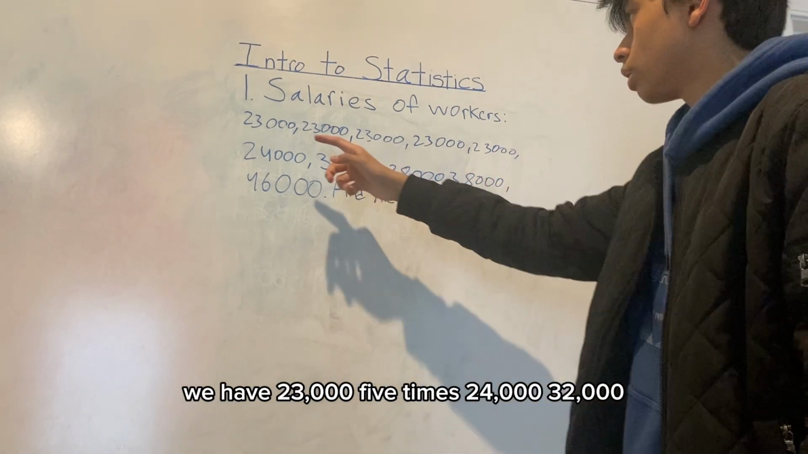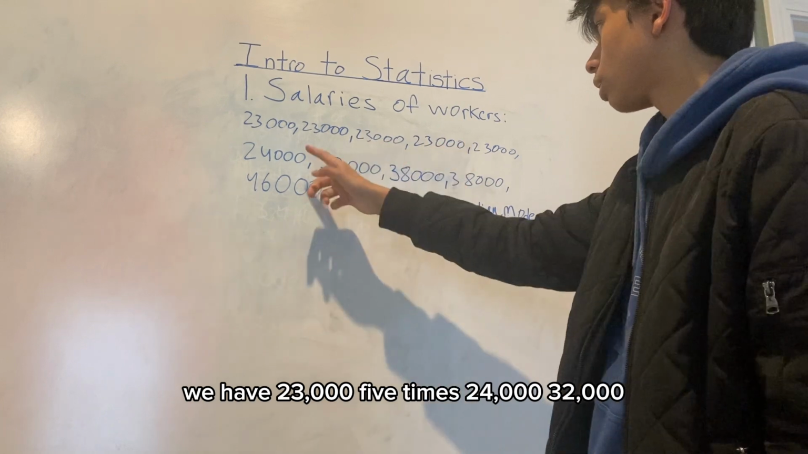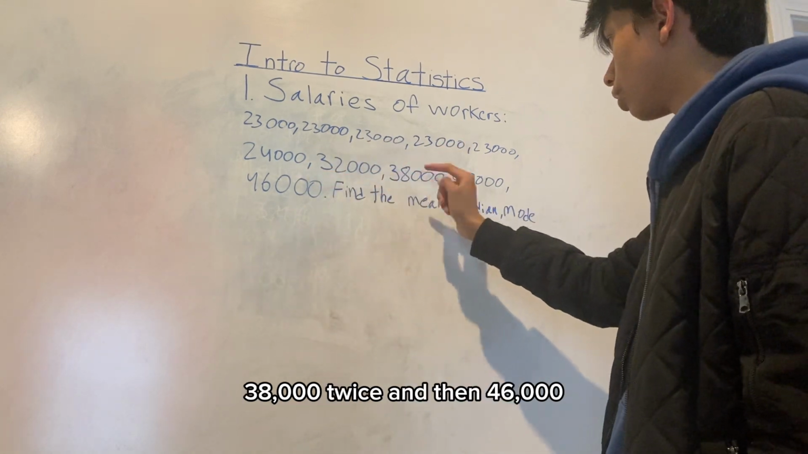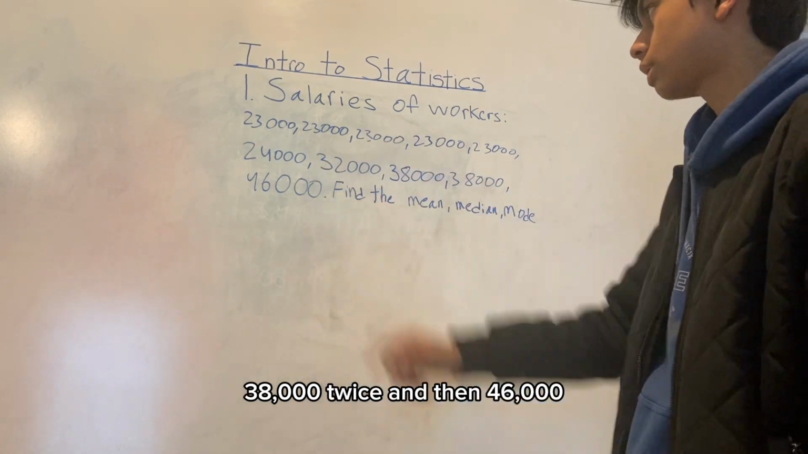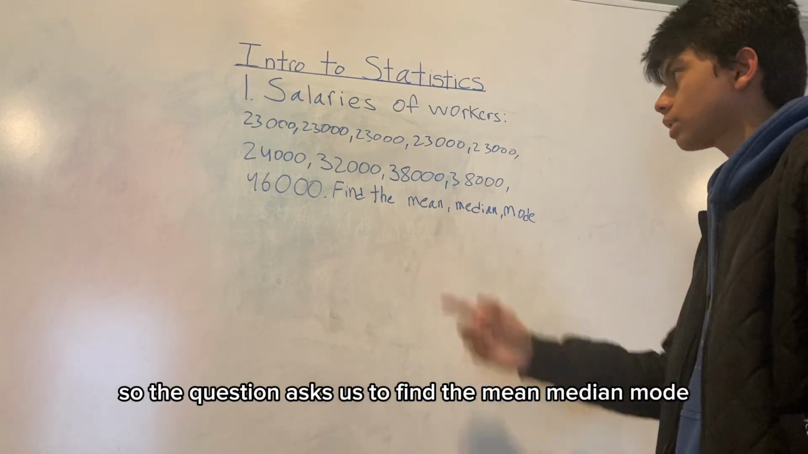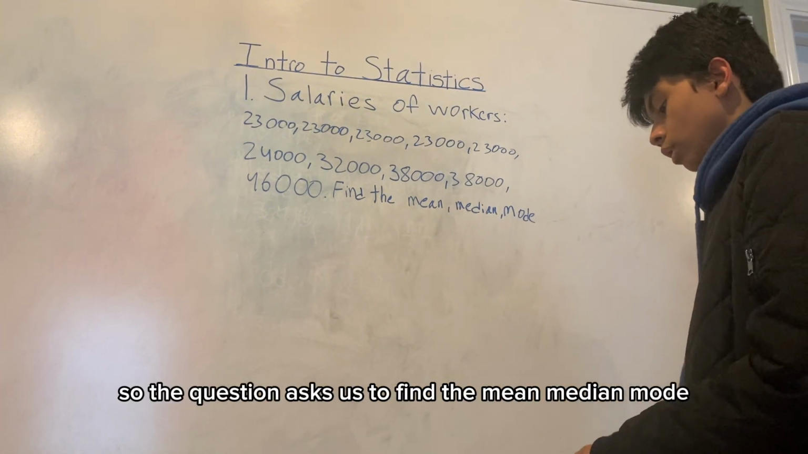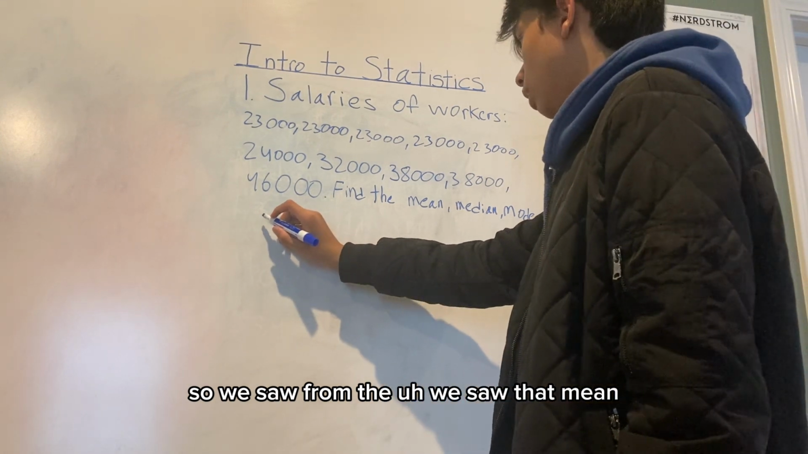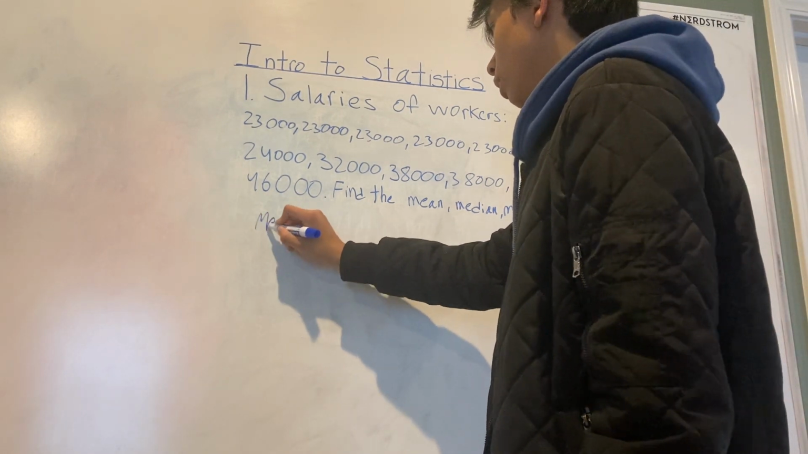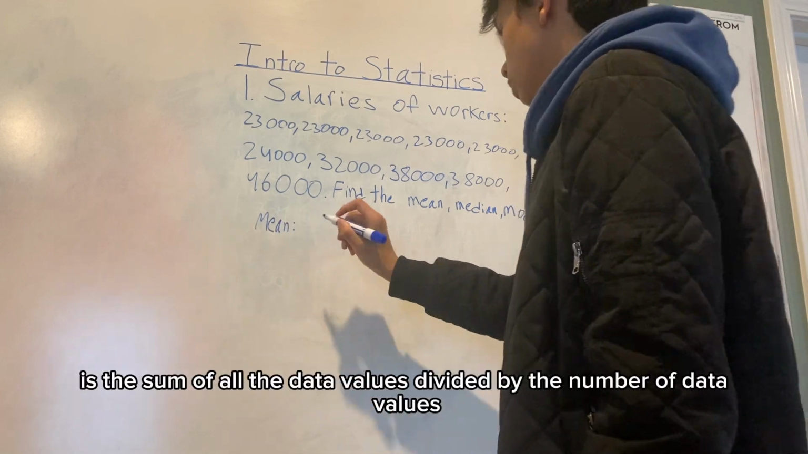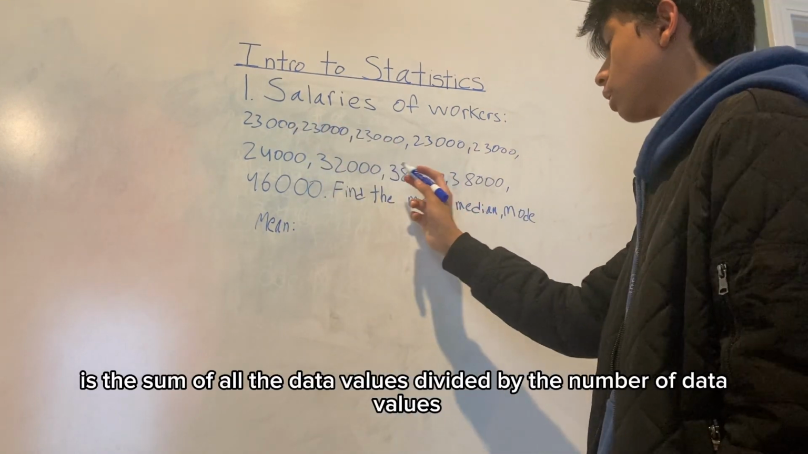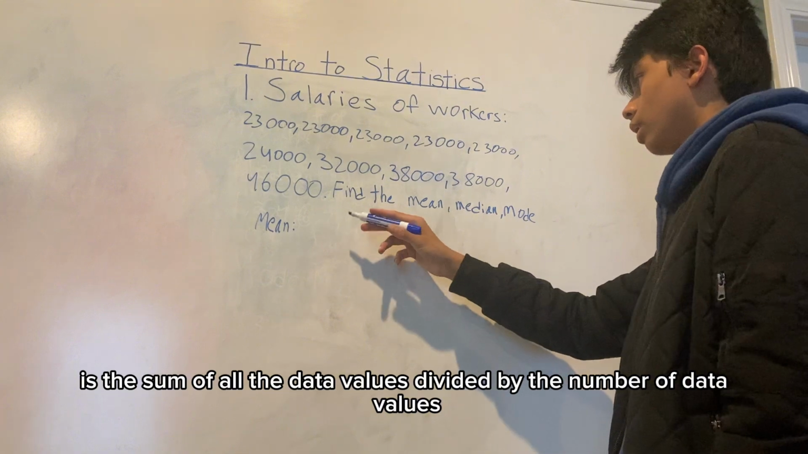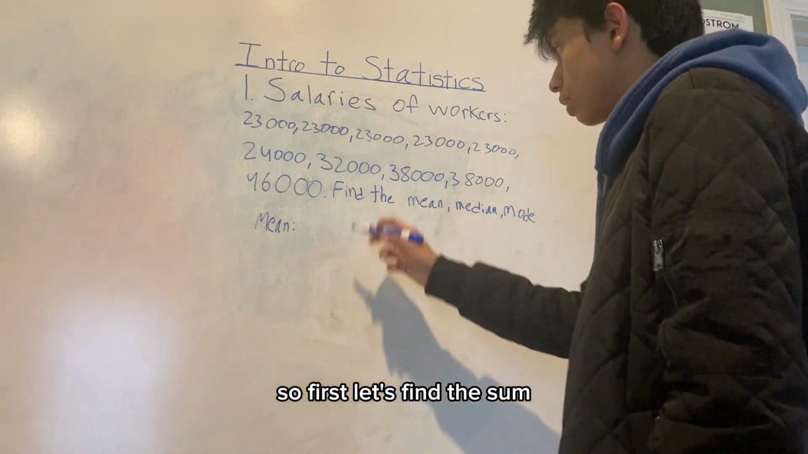Okay, so our first question is, we have the salaries of a couple workers. We have 23,000 5 times, 24,000, 32,000, 38,000 twice, and then 46,000. The question asks us to find the mean, median, and mode. We saw that the mean is the sum of all the data values divided by the number of data values. So first let's find the sum.